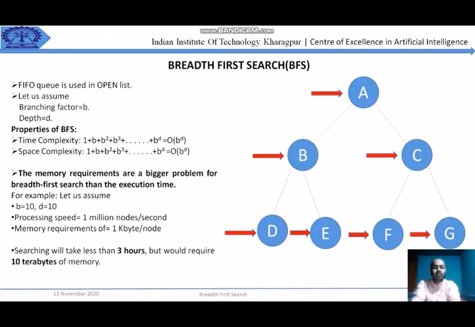In BFS, we know that the nodes are explored level by level. That's why the time complexity is b to the power d, and the space complexity is also b to the power d, as all the nodes are saved in memory. For example, if b is equal to 10, d is the depth, and the memory requirement is 1 kilobyte per node, then 10 terabytes of memory will be needed, and the search will take less than 3 hours. So, we can see that the memory requirement is a bigger problem for BFS than the execution time.